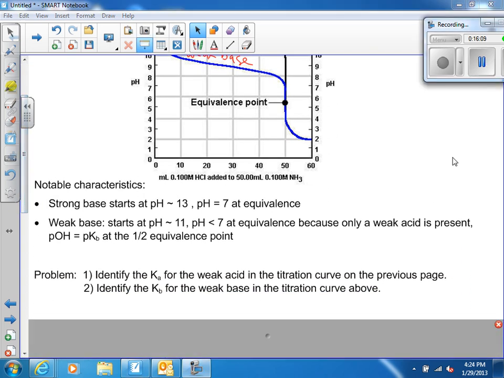Identify the Ka for the weak acid in the titration curve on the previous page and the Kb for the weak base in the titration curve above. I just did that with you. You can go back and listen to it again. I'm going to give you the answers right now. Actually, I need to look at it because I forgot what the answer was for the other one.